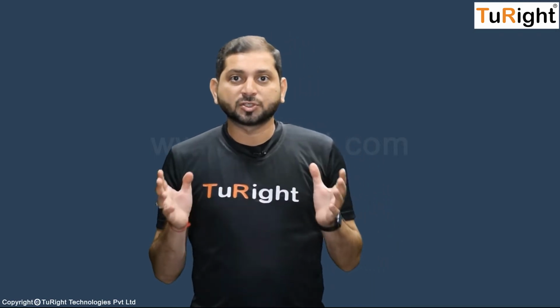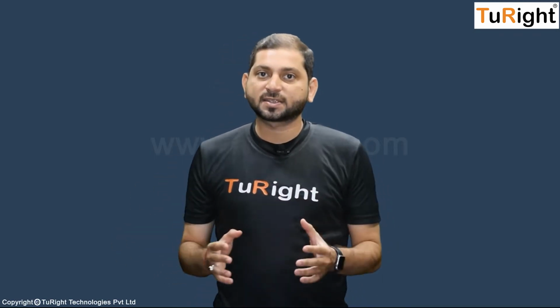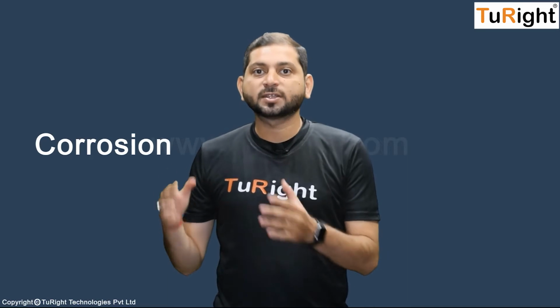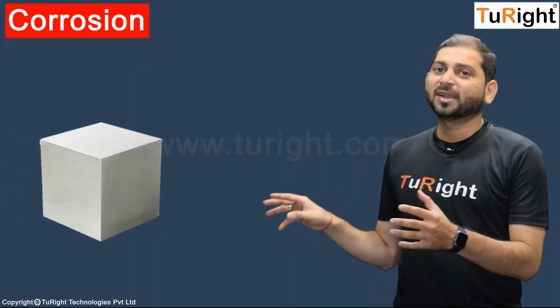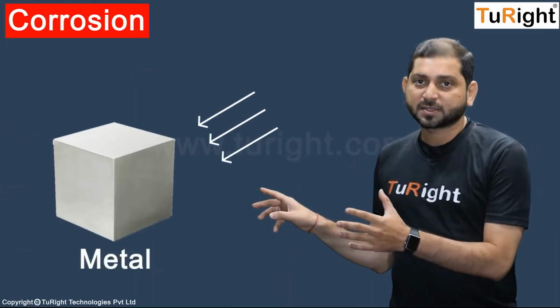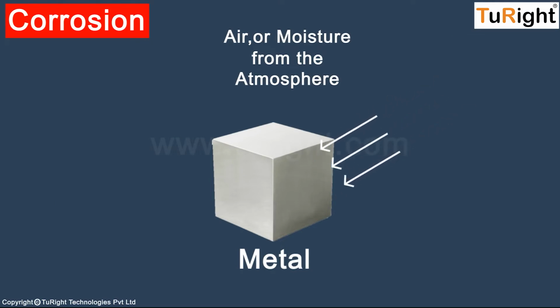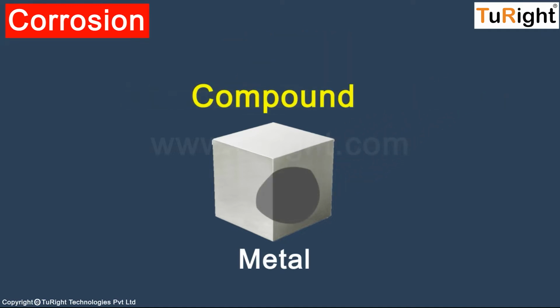Corrosion and its prevention. Before we move ahead and discuss it, do you know what corrosion is? If a metal is reactive, its surface may be slowly attacked by the air or moisture from the atmosphere. The metals react with oxygen present in air and form a compound on the surface. The formation of such a substance tarnishes the metal, that is, it makes the surface of the metal appear dull.